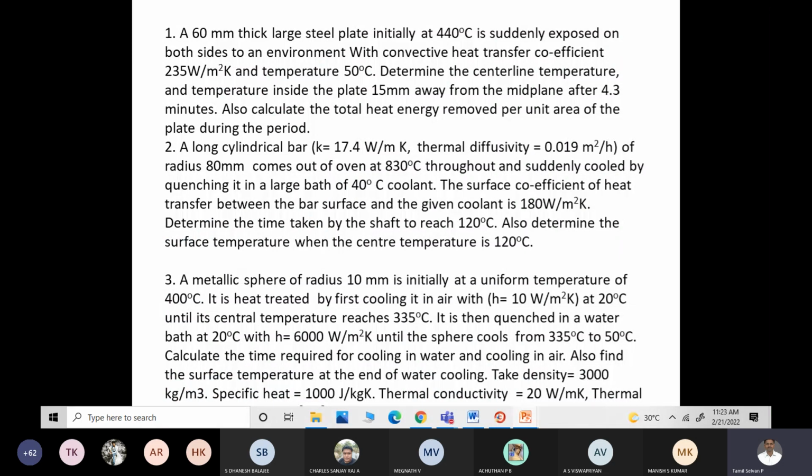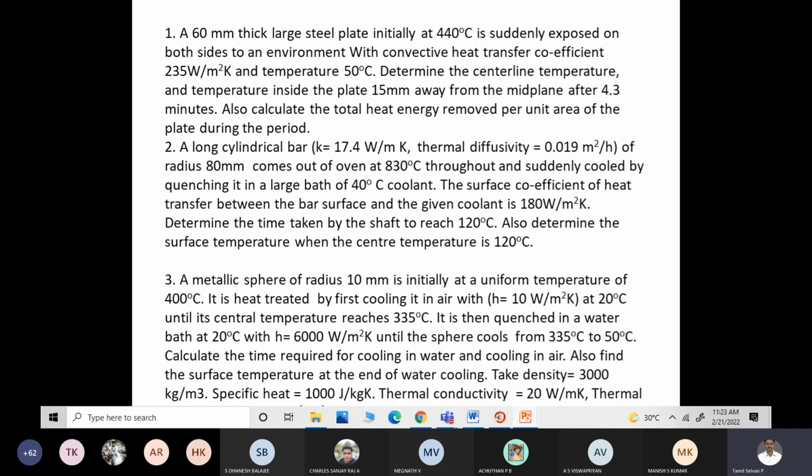Most of the students didn't attend the evening class which I took, where I solved all these 3 problems, especially for CAT 2. Please understand, we may ask infinite solid also. Please don't say, sir, you have not mentioned this particular portion was included in CAT 1, so I didn't study it. Please don't say that. For CAT 2, you may get a question from infinite solid.